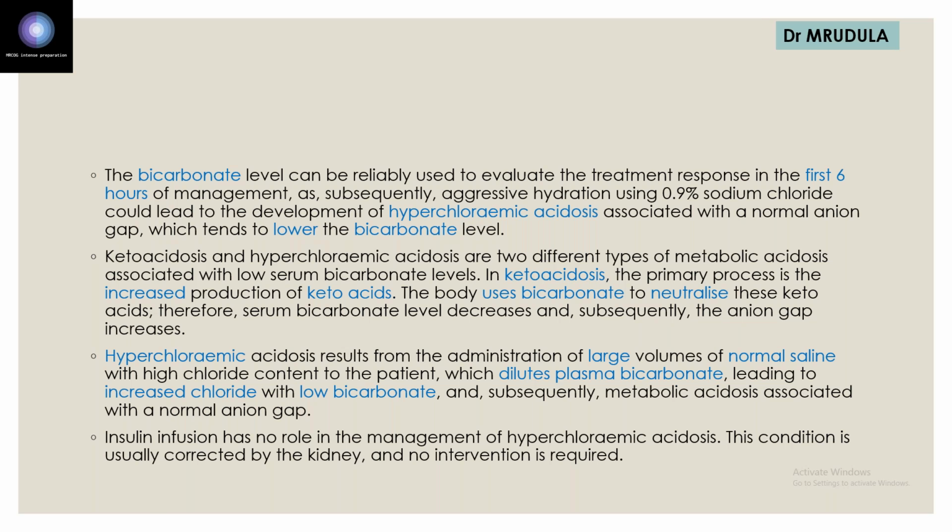What happens in diabetic ketoacidosis is there is increased production of ketoacids, and bicarbonate is utilized to neutralize these ketoacids. Therefore bicarbonate will be lower in diabetic ketoacidosis. While in hyperchloremic acidosis, as you give a large volume of normal saline, it will cause dilution, and because of this dilution there will be lower plasma bicarbonate and increased chloride, because you are giving normal saline or sodium chloride.